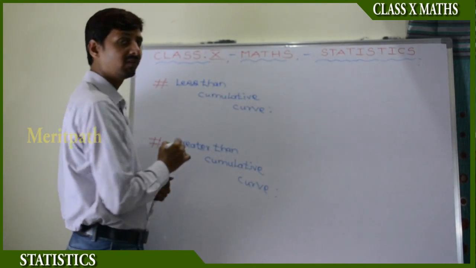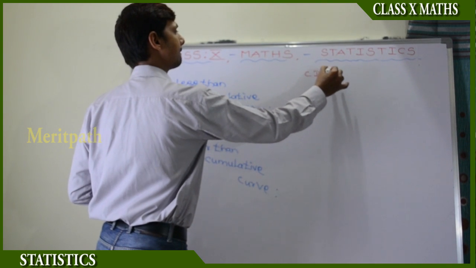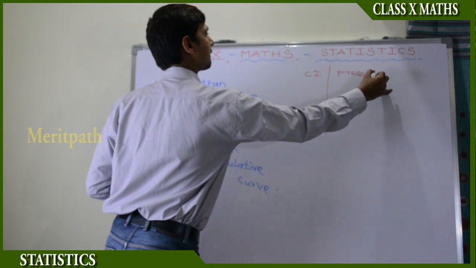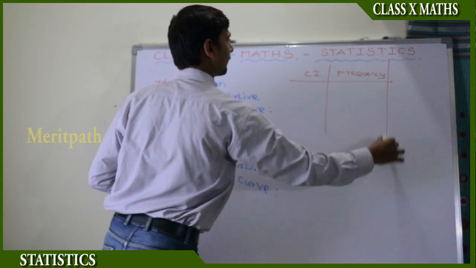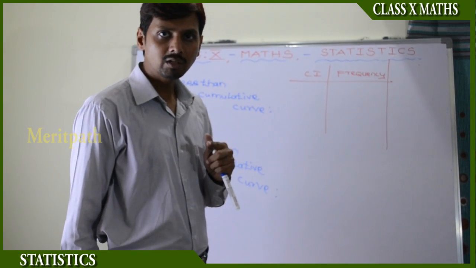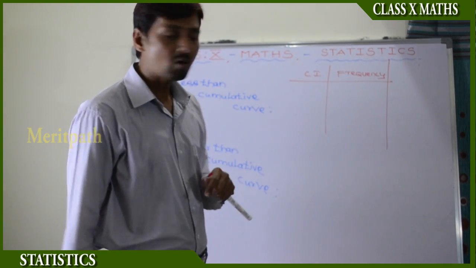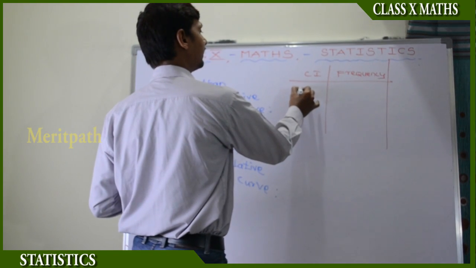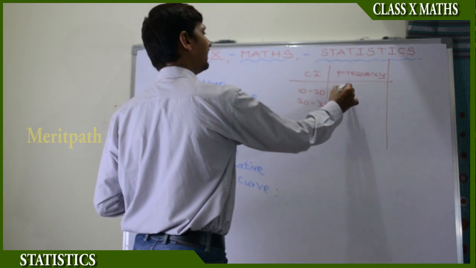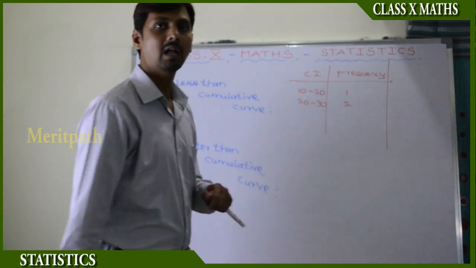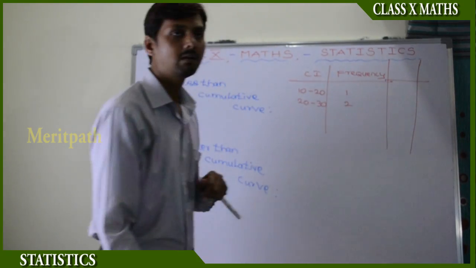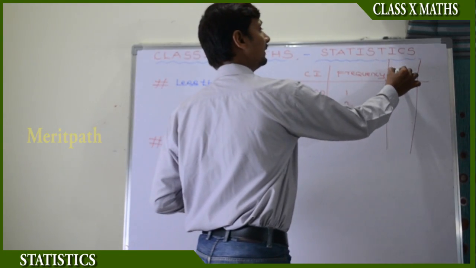Let's recall the less than cumulative frequency. To draw the less than cumulative frequency, the class interval and the frequency will be given, and using the class interval we'll find the upper boundaries. For example, if this is 10 to 20 and 20 to 30, the frequencies are 1 and 2, and then here we will find the upper boundaries.